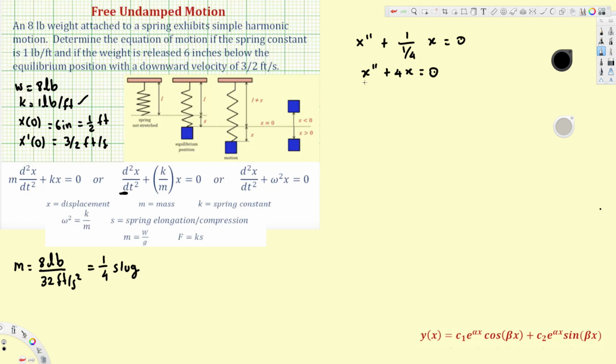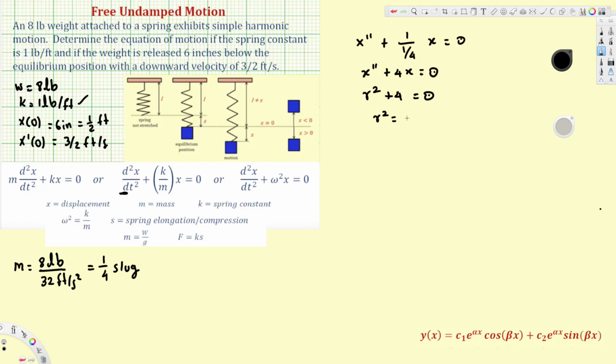And if you notice, this is a linear second order differential equation with constant coefficients. When we have this pattern we can use the characteristic equation to find the roots. Now in the characteristic equation, when we have x double prime we replace that with r squared, and when we have x prime we replace that with r, and when we have x we just plug the number in front, right? So here we have 4 in front, so this is going to be r squared plus 4, that's going to be equal to 0.